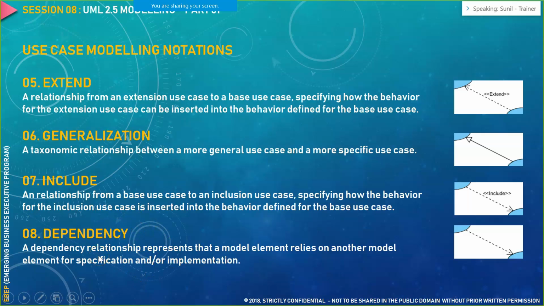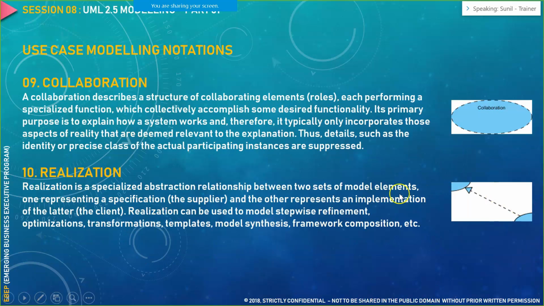Then comes dependency. Dependency is a relationship that represents that a model element relies on another element. If there is any dependency between two use cases, then you can show them with the help of this dotted line. Then comes your collaboration.